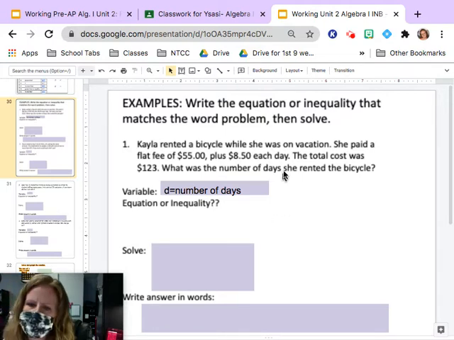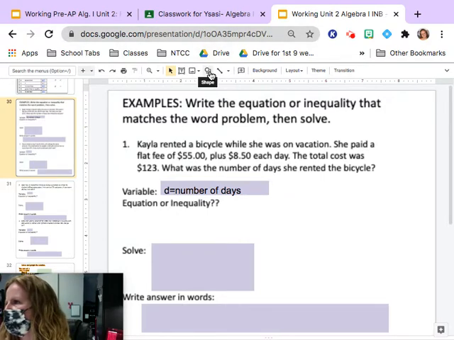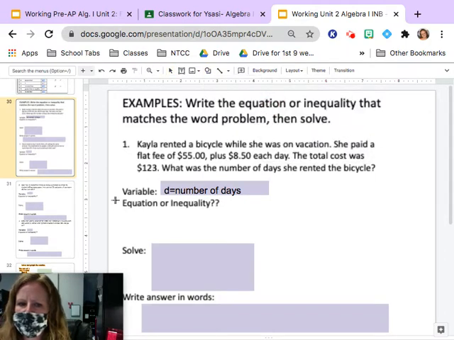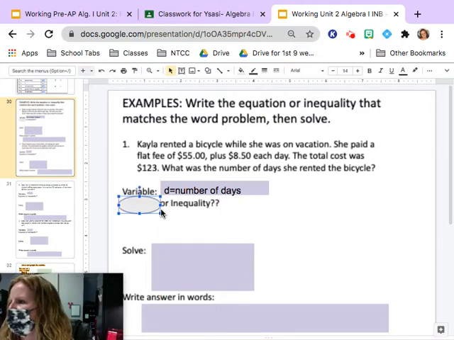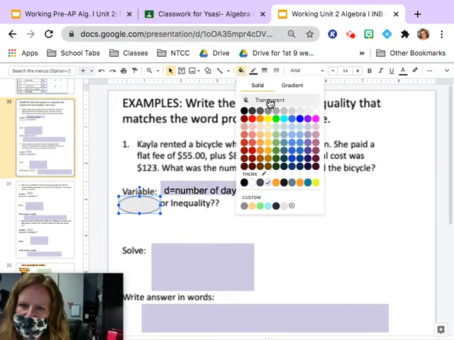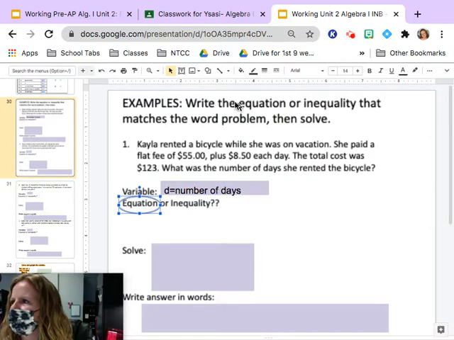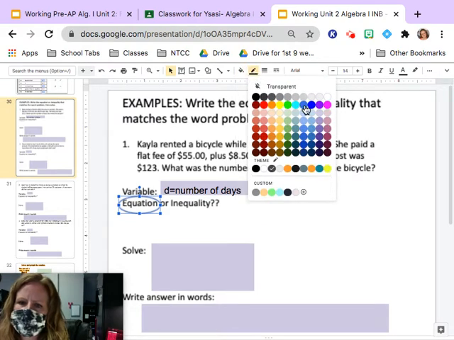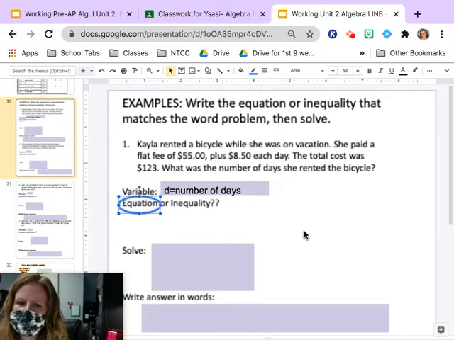So it says the total cost was $123. So is this an equation or inequality? Equation. So let's get a shape. Let's get a circle or oval. And let's circle over equation. So I put a circle over it, but now I can't see it. So I need to change the color to transparent. So you go to the paint can, change it to transparent, and then you can change the border color to that, and then maybe make it a little thicker.